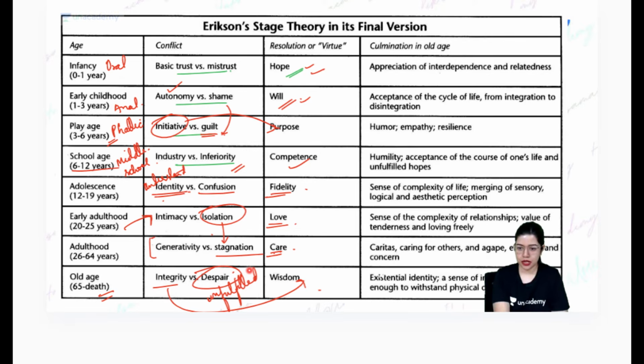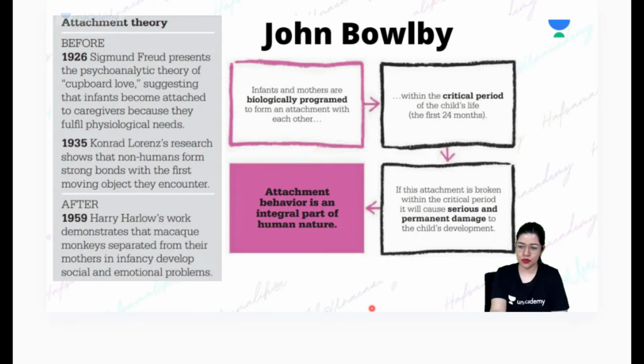Stagnation is feeling stuck. Stuck in life, stuck in job, stuck in marriage. Stagnation, something that doesn't move. All right. All right. Clear? Chalo, wonderful. Now we look at John Bowlby's theory of monotropy.